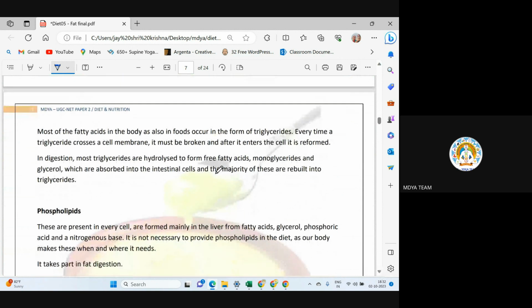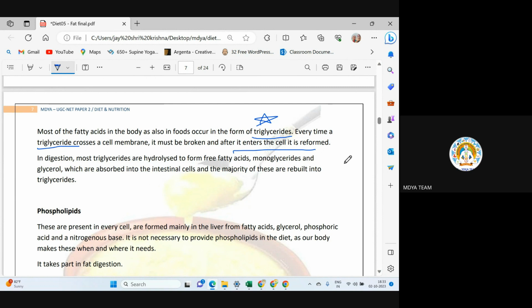Okay, now this point is important. Most of the fatty acid in our body, or we can say most of the fat in our body or in nature, occurs in the form of triglyceride. Please mark this point as important: triglyceride is the most abundant type of fat. Triglyceride is a slightly larger molecule, so to pass it through the cell membrane, first triglyceride is broken down, then it enters the cell and again unites to form triglyceride.